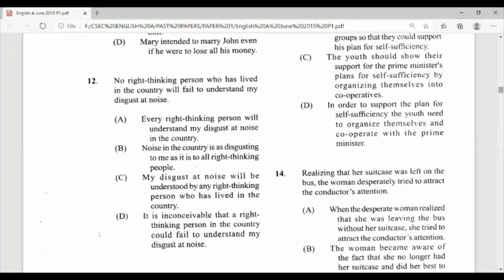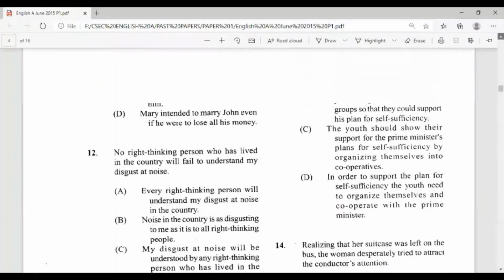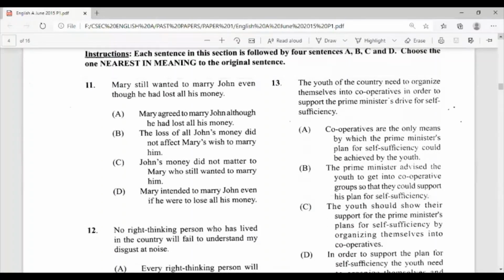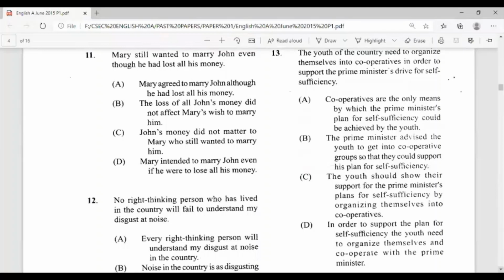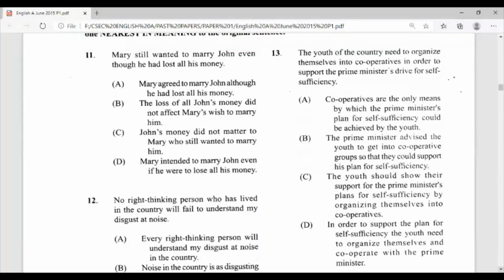Number 13, let's move up. The youth of the country need to organize themselves into cooperatives in order to support the Prime Minister's drive for self-sufficiency. That's what they need to do. What do they need to do? Organize themselves into cooperatives. Why do they need to do this? That's how they will show their support for the Prime Minister's drive for self-sufficiency.